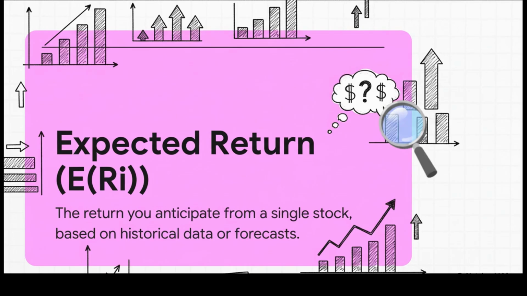Next, you've got this E(R_i) part. This is the expected return for just one of your stocks. Now, this isn't some magic number that's guaranteed to happen. It's more of an educated guess. It's the return you think that one stock will give you, and it's usually based on how it's done in the past or what the financial analysts are predicting for its future.